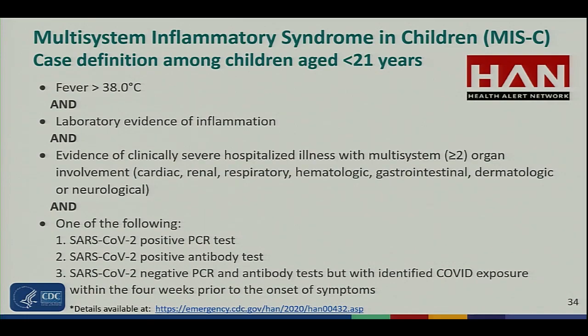A HAN, or Health Alert Network notice, was released by CDC on May 14th, establishing a case definition for the multi-system inflammatory syndrome in children, or MIS-C, in the US. This case definition includes fever, lab evidence of inflammation, evidence of clinically severe hospitalized illness with multi-system organ involvement, and evidence of COVID, which could either be a positive PCR test, antibody test, or identified COVID exposure within the 4 weeks prior to the onset of symptoms.